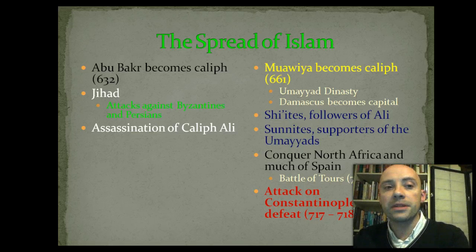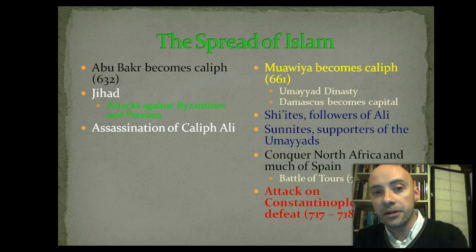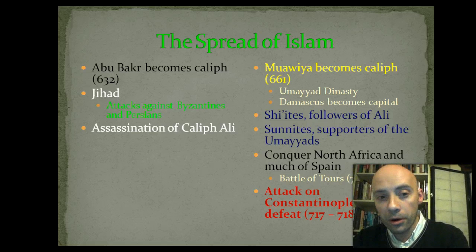Abu Bakr becomes caliph in 632, and the caliph is similar to the Byzantine emperor, both the religious leader and the political military leader in the Islamic State. So this attack on Byzantium, which begins in earnest under Abu Bakr in 632, is called jihad, which means a holy war, and it's attacks against the Byzantines and the Persians.